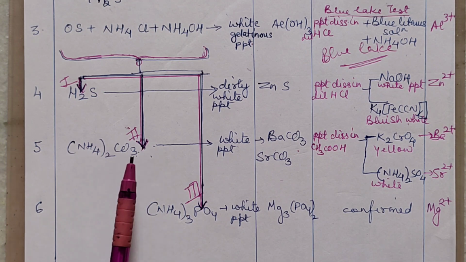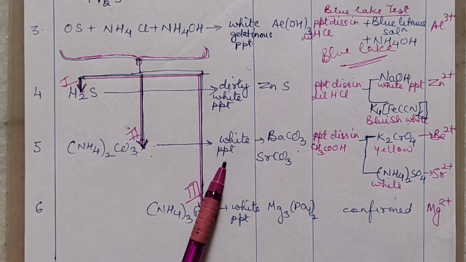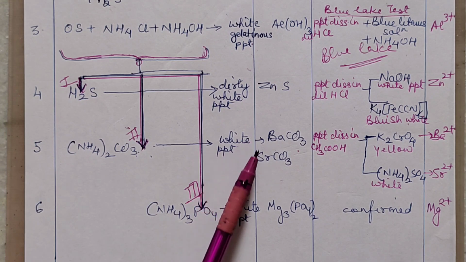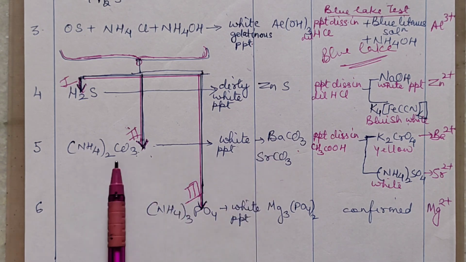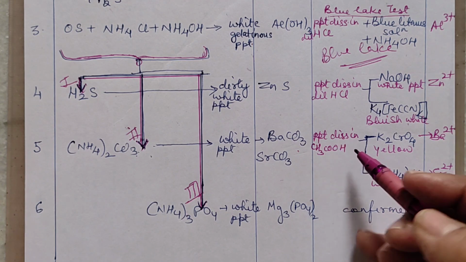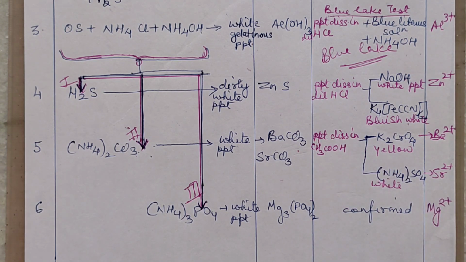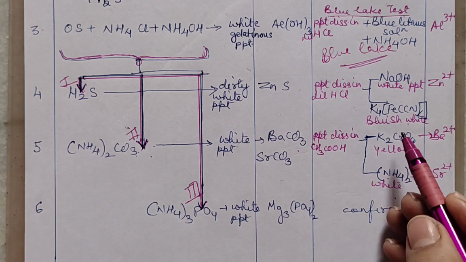So when you add ammonium carbonate, you will get a white PPT. For both barium and strontium, there are 2 ions present in it. Both PPTs are of carbonates because you have added ammonium carbonate. The PPT is to be dissolved in acetic acid. Once you dissolve the PPT in acetic acid, you have to divide it into 2 parts.